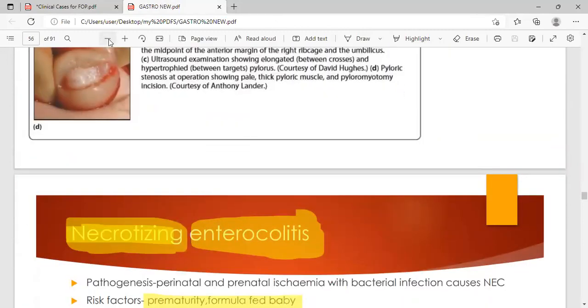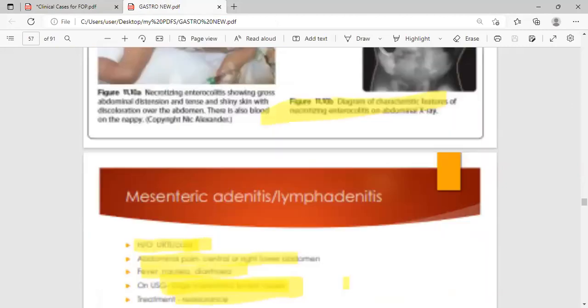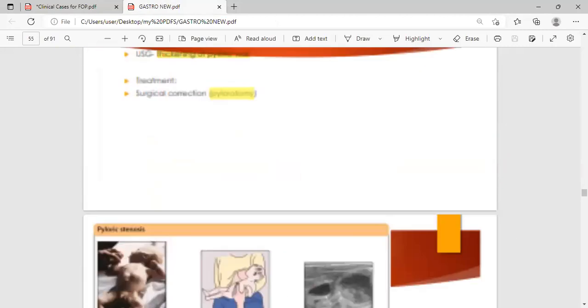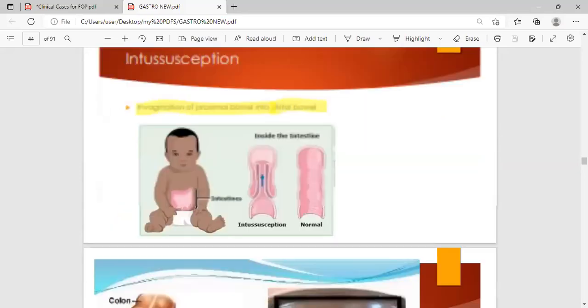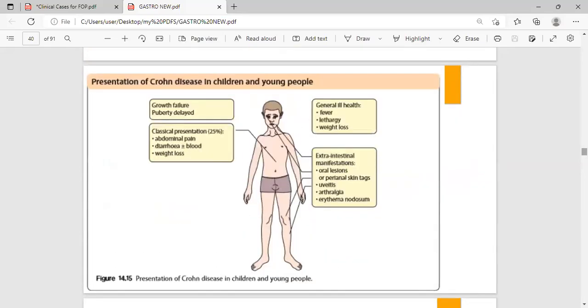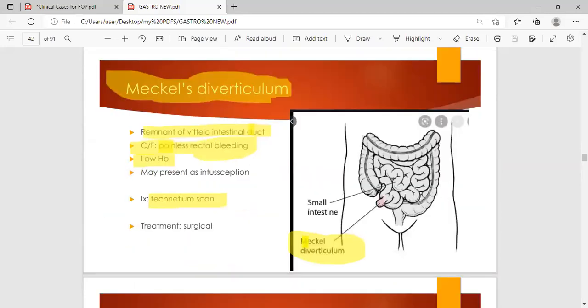Did we study Meckel's diverticulum in the last class, guys? Yep, we have studied it. So this is a PDF from my classes on Meckel's diverticulum. See, it is a remnant of the vitellointestinal duct. They usually present with painless rectal bleeding and low hemoglobin. That is why the child is presenting with paleness. It may present as intussusception or signs of obstruction. See here, this is the Meckel's diverticulum, which is the remnant of the vitellointestinal duct.